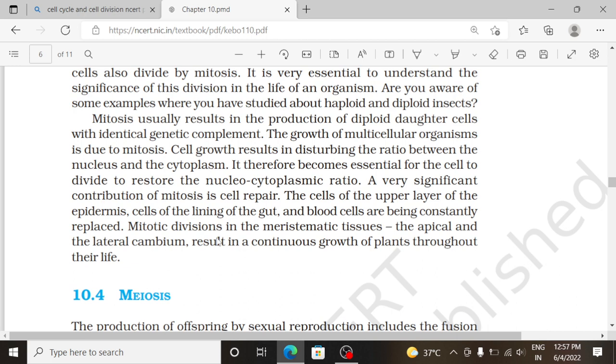The cells of the upper layer of the epidermis, cells of the lining of the gut, and blood cells are being constantly replaced. Mitotic divisions in the meristematic tissues, the apical and lateral cambium, result in continuous growth of cells throughout their life.